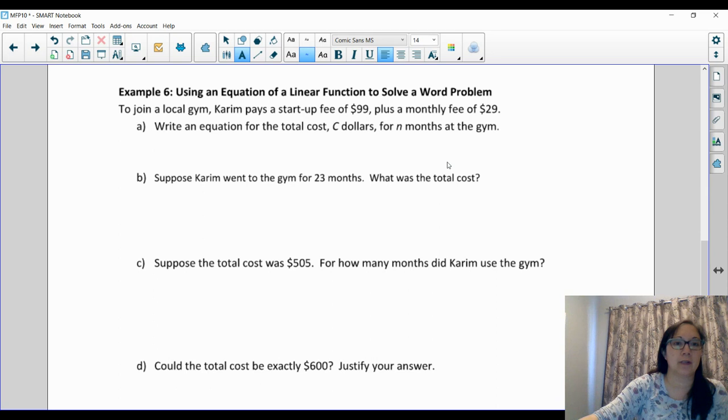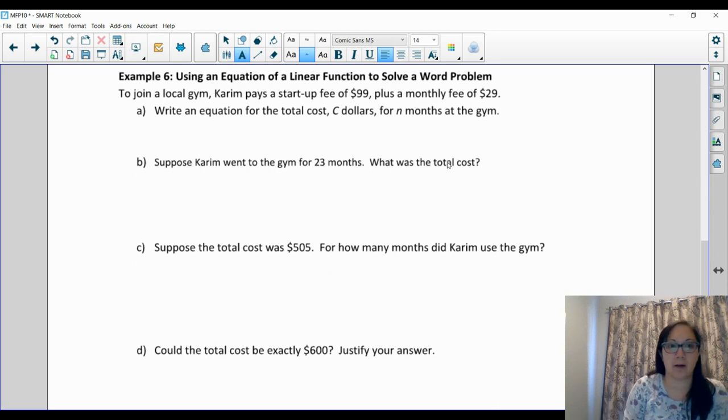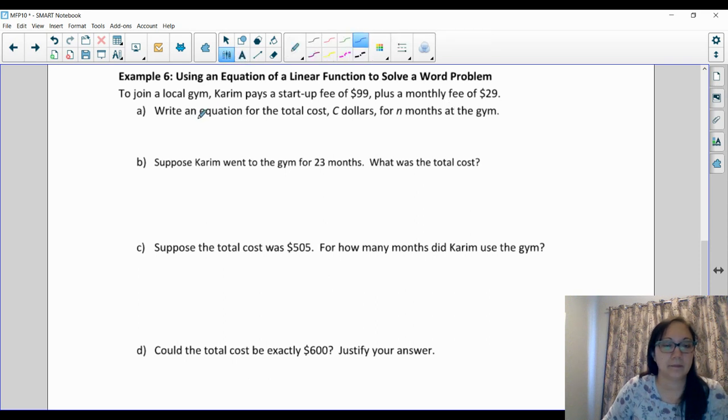Okay, example 6, using the equation of a linear function to solve a word problem. This is kind of similar to the last one. So to join a local gym, Kareem pays a startup fee of $99 plus a monthly fee of $29. Write an equation for the total cost, C dollars, for n months at the gym. So the cost is going to be equal to however many months he's there times the monthly fee. So it's going to be $29 per month times the number of months plus the $99.